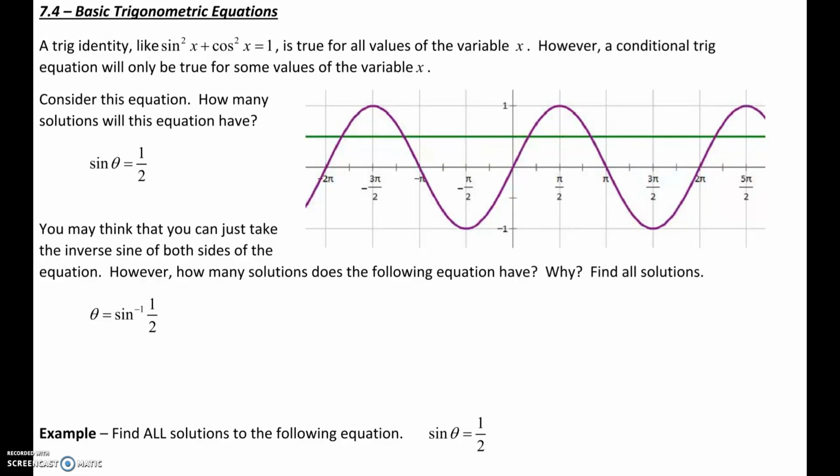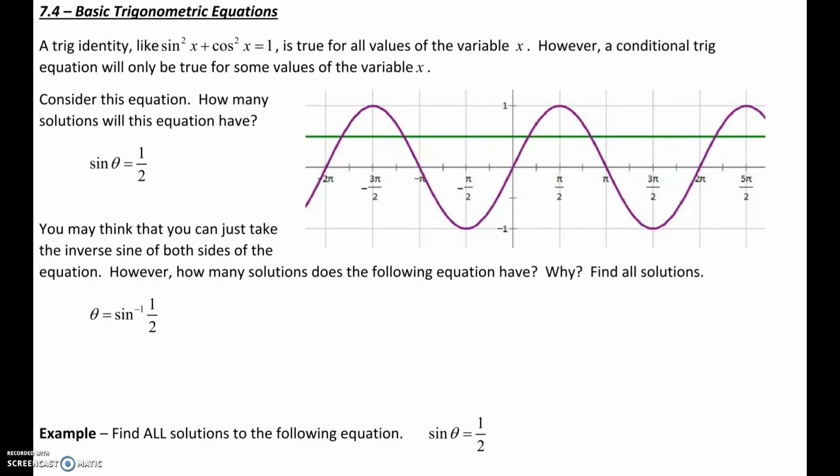So conditional statements are statements where you solve an equation, you get an answer, and it's only true for a limited number of values. It could be infinite, right? But it's not for all of them. So consider the equation sine of theta equals 1/2. How many solutions will this equation have?